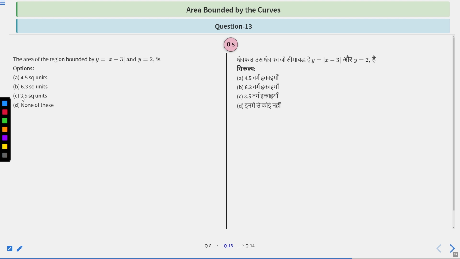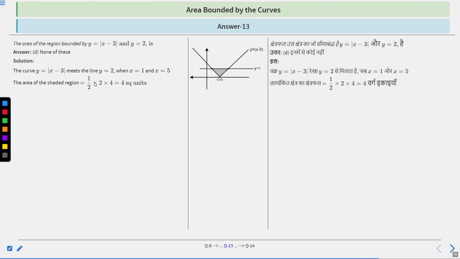Okay, let's move to the solution part C. As we discussed, first we have to draw the curve y equal to mod x minus 3. This is the graph of y equal to mod x minus 3, which is from 3 to 0. Now we have to find the area of the region between y equal to mod x minus 3 and y equal to 2.